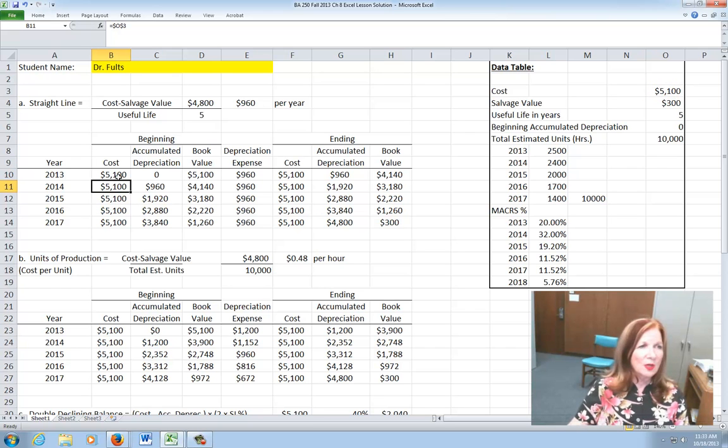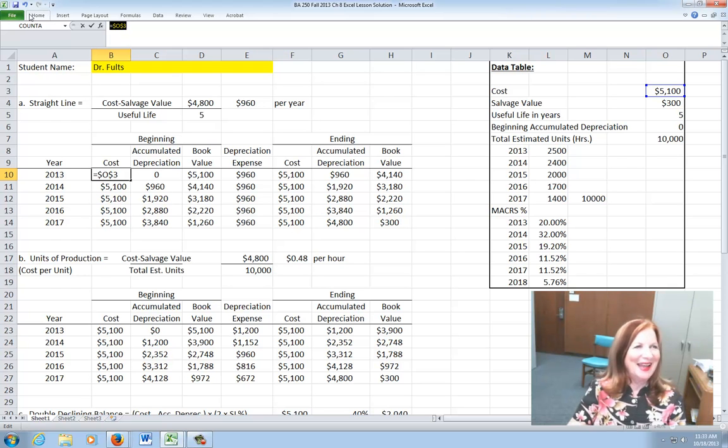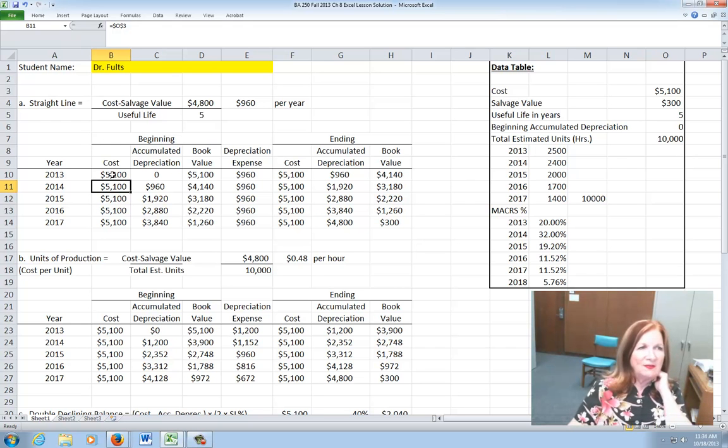Now you also want to come back up to that and highlight it up here and click F4. It'll make it a constant for you. It'll put those dollar signs around it. Now we've used the F4 function before, and you're going to use it a lot in this assignment, so get used to it, and you'll do F4 and enter, and it will be $5,100.